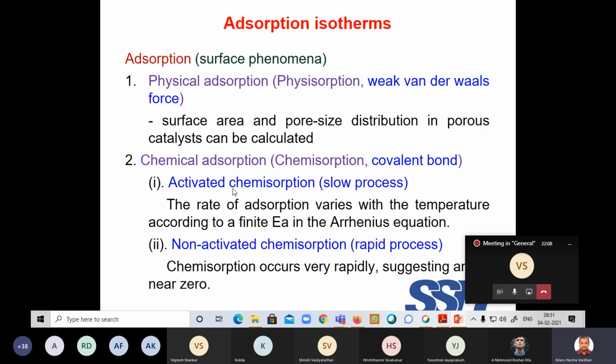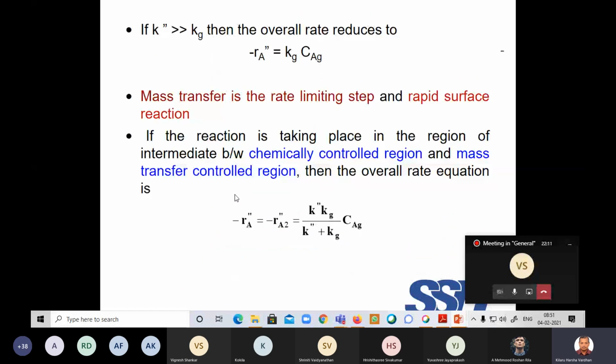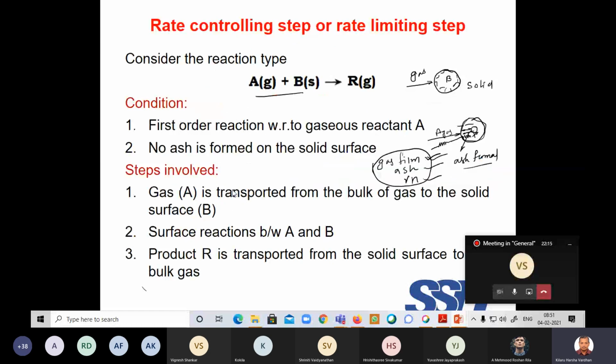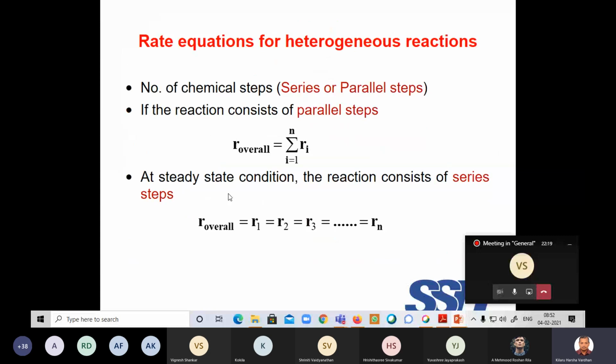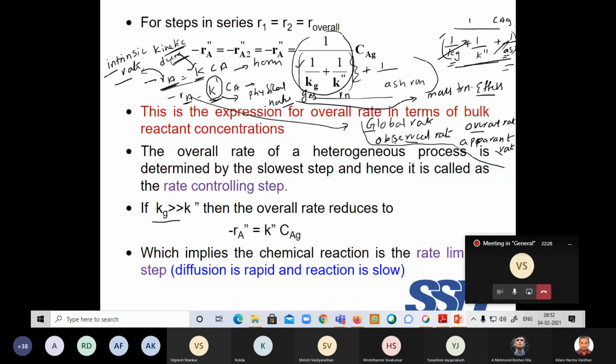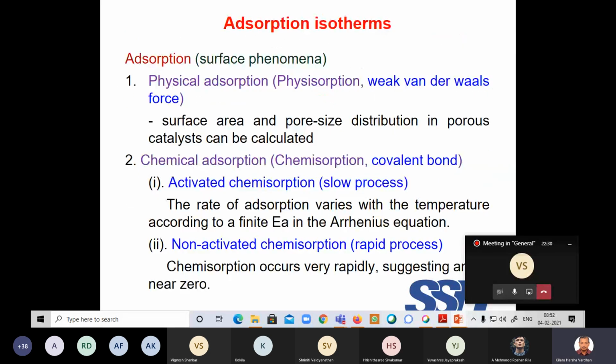Okay. So that's all about the introduction part, telling about the rate controlling step, or whatever you name it, for the rate equations for heterogeneous reactions. We'll go ahead with the next one.